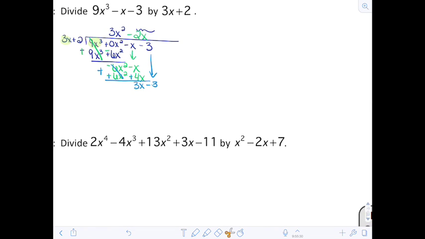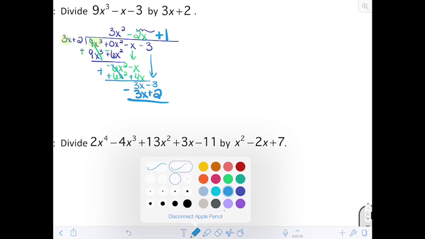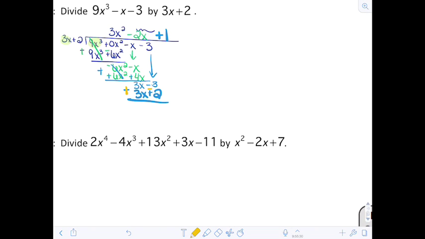All right, so now I have 3x minus 3. What would I put on the top so that when I multiply, I get 3x? Well, that would just be a 1. So I'm going to add 1. Then I multiply to 3x plus 2, and I get 3x plus 2. And I'm subtracting, which I'm going to change to add the opposite. 3x's cancel. Negative 3 plus a negative 2 is a negative 5.